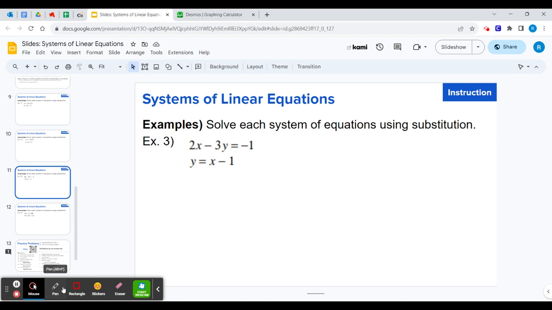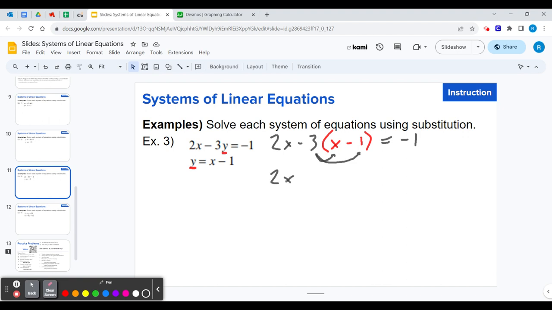All right, so we continue working here. This one's a little more complicated because we don't have both equations set equal to y. So let's swap out this equation, y equals x minus 1. Let's plug it into that y in our second equation. So we'll get 2x minus 3, and this will be a little complicated here because we'll have to use parentheses, x minus 1 equals negative 1. We want that entire equation for y to swap in. And then in this case, we're actually going to have to distribute in and multiply as our next step here. So we get 2x minus 3x plus 3 equals negative 1. And then we can start solving.